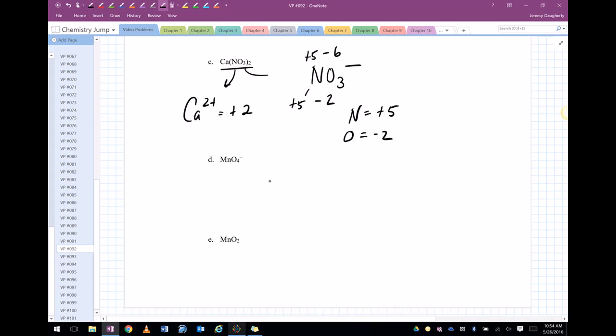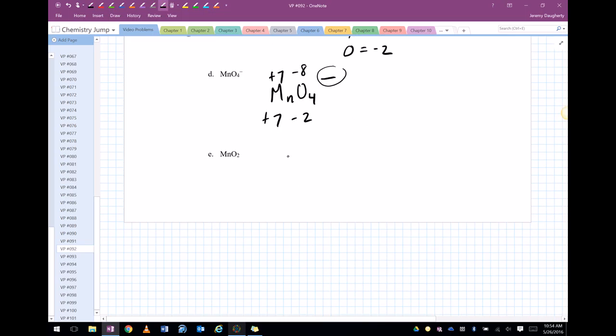Permanganate, make this a little bigger. It has to add up to be negative 1. Oxygen is negative 2. Manganese has to be positive 7. Manganese dioxide, oxygen is negative 2. This has to add up to be 0 because it's a neutral compound. So manganese is positive 4.